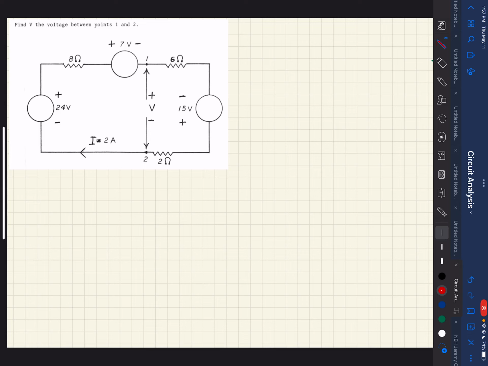So in this example, we're given a simple circuit, and they've identified 2 points, which is point 1 and point 2, and they've asked us to use circuit analysis techniques and determine what the voltage difference between those 2 points are. So we should be able to do this by just traveling from one point to the other in the circuit and adding up the voltages and voltage drops along the way.